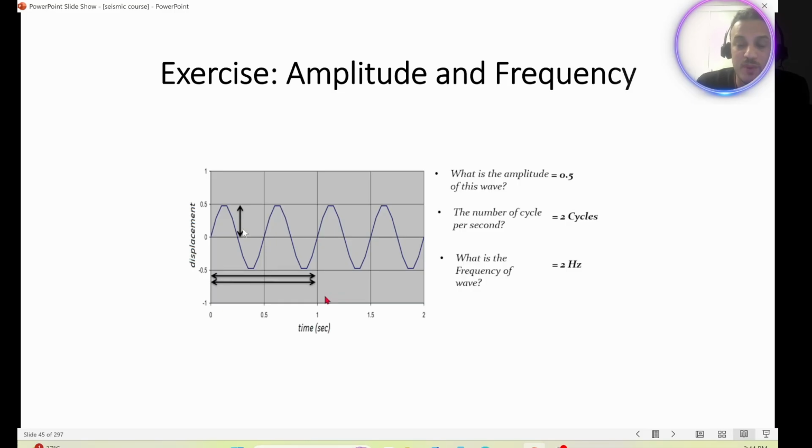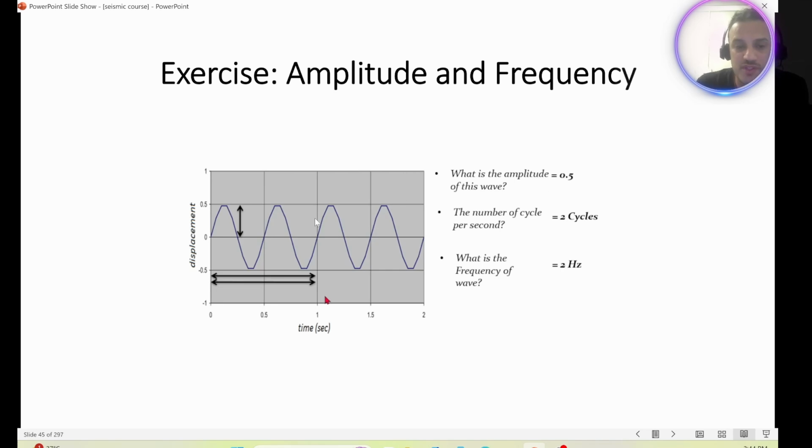And what is the amplitude? The amplitude is the vertical displacement in this illustration. So from the rest point to the maximum highest point that the wave has reached. So it's from 0 to 0.5. So the maximum will be 0.5. So 0.5 is the amplitude.